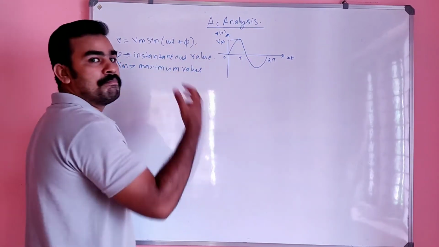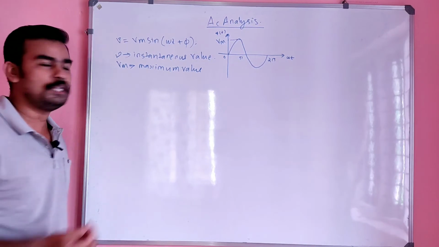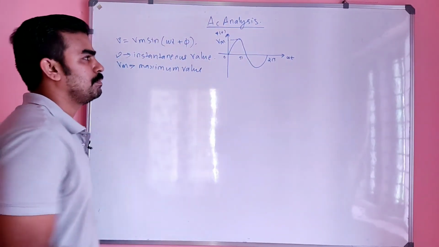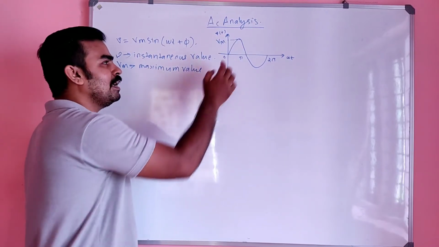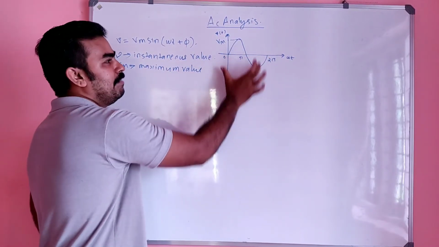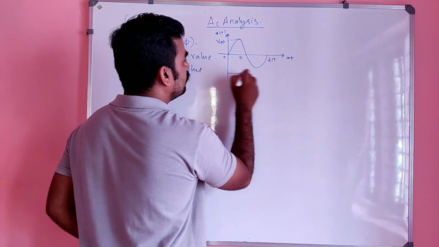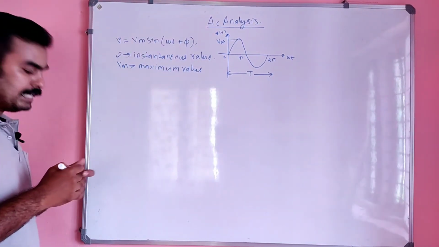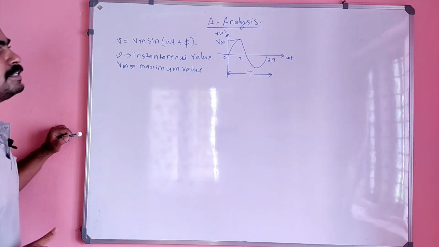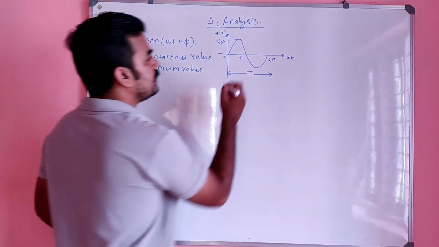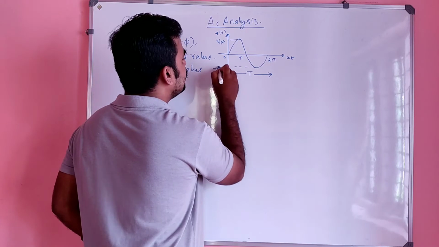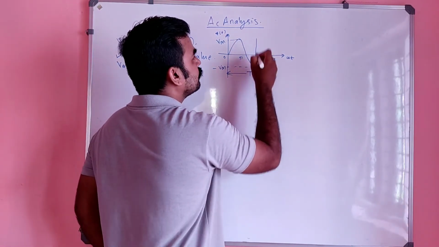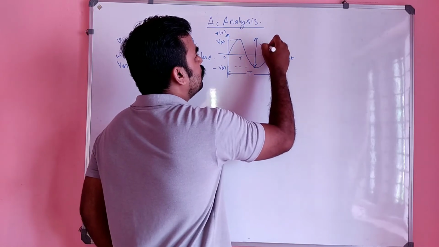And Vm is nothing but the peak value or maximum value of the voltage, right? Peak value or maximum value of the voltage is represented as Vm. And 0, pi and 2 pi, where 2 pi is nothing but the time period. And here is minus Vm also, right? And peak to peak value is nothing but this value, V peak to peak.